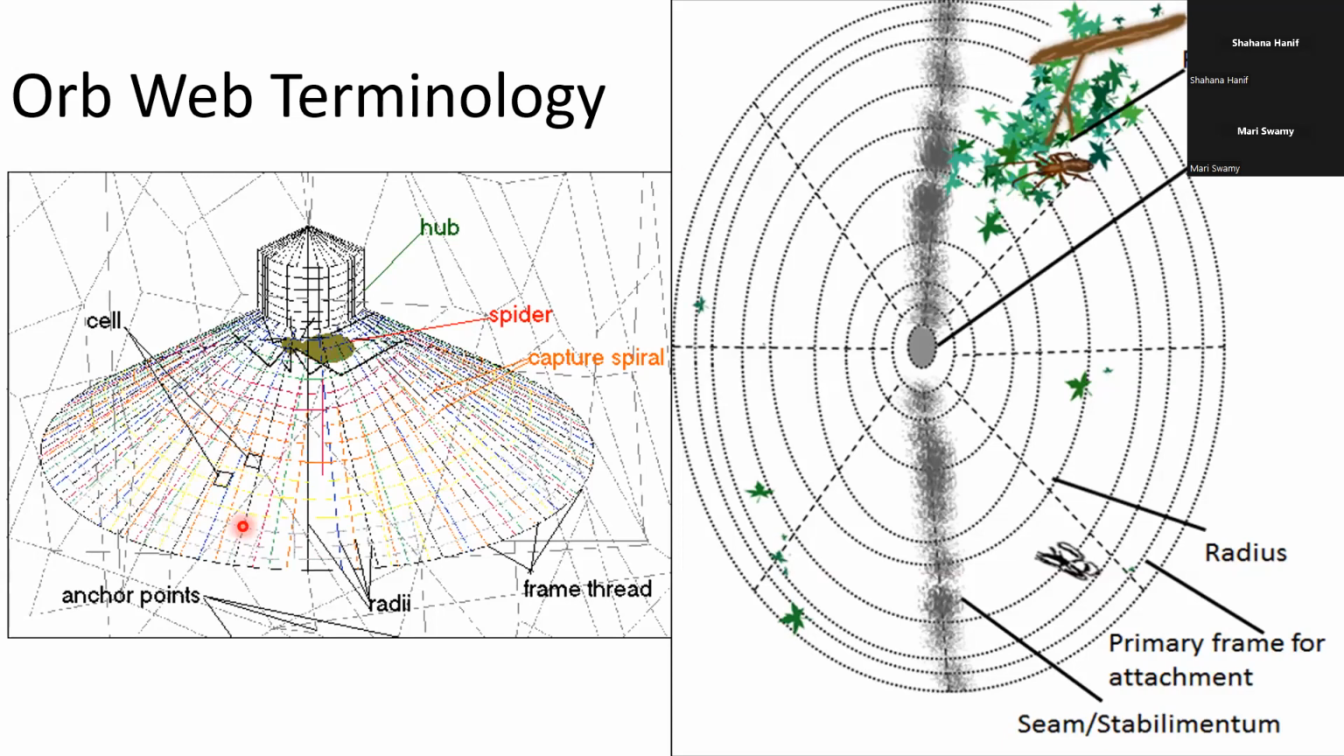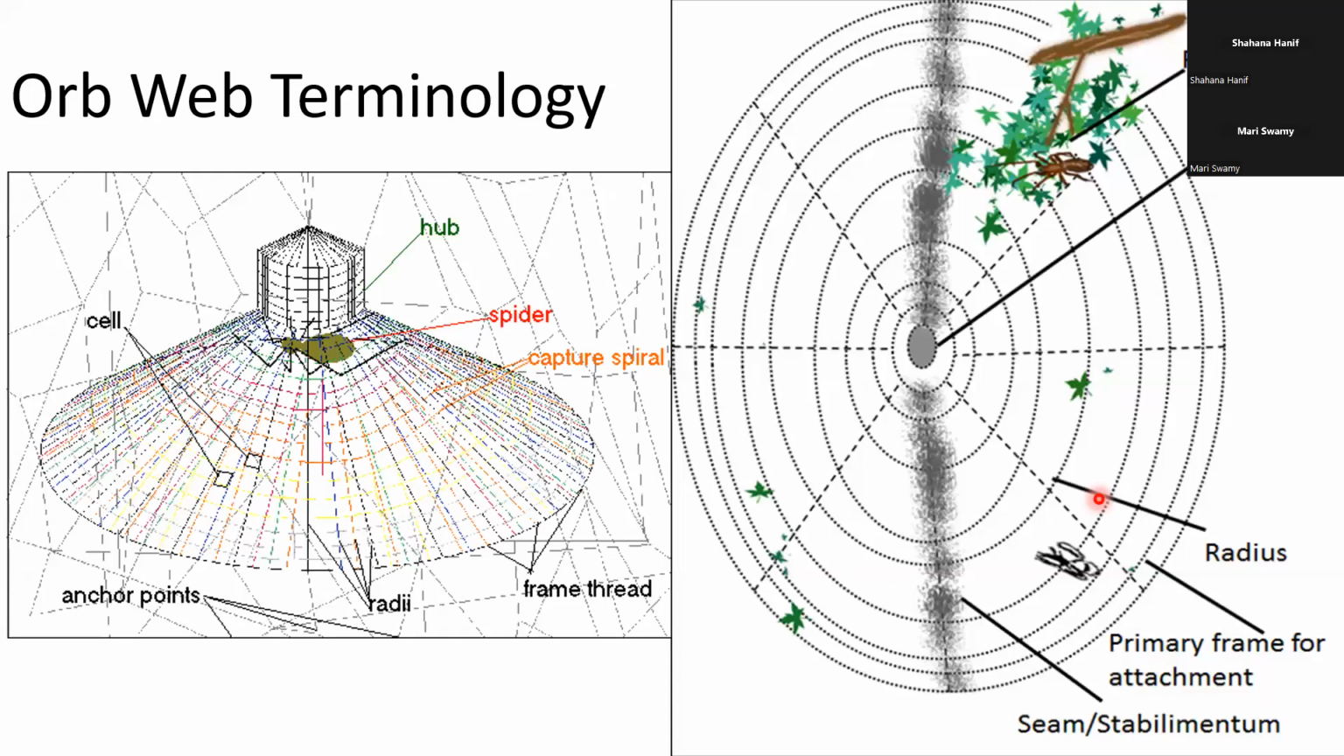Here you can see multiple anchor points where the structure is anchored. These will be some twigs or other structures, including man-made structures. And this is the frame thread. Here you will find the radius, and here also you can find the radius. This is the primary attachment frame. From here, drag lines or attachment lines will go and be attached to any nearby structure. In a forest, it will be attached to bark, twigs, or leaves, anything.